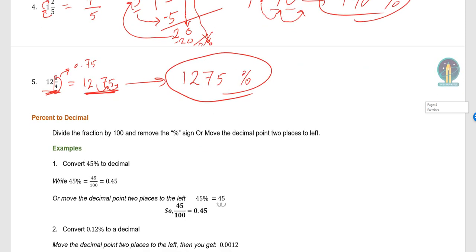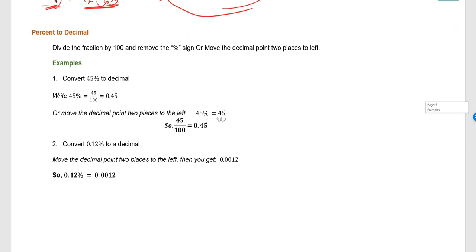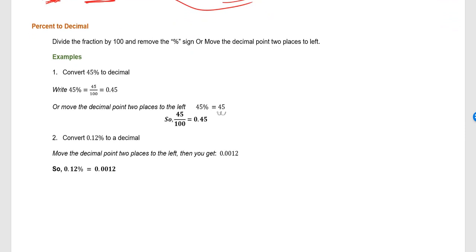So hopefully that was clear. Now the next subconcept in these conversions is converting a percent to a decimal. Now the gist of it is to divide the fraction by 100 and then remove the percent sign, or move the decimal point 2 places to the left.